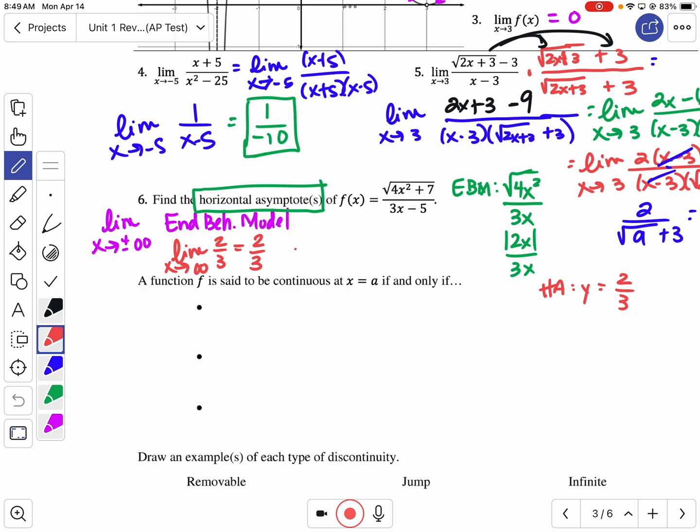But I also have to consider the limit as x approaches negative infinity, okay? So if I'm doing negative with that absolute value, it would be negative 2x divided by 3x, which simplifies to what? Negative 2/3. And that limit is going to stay negative 2/3. So we have two asymptotes, 2/3 and negative 2/3 for our horizontal asymptote.